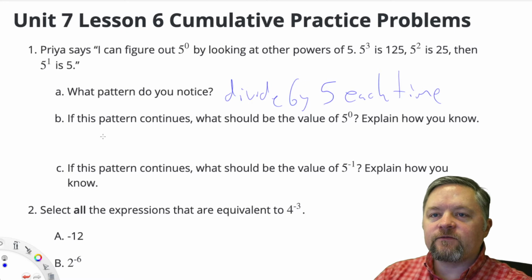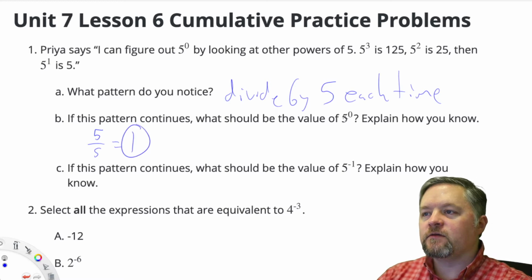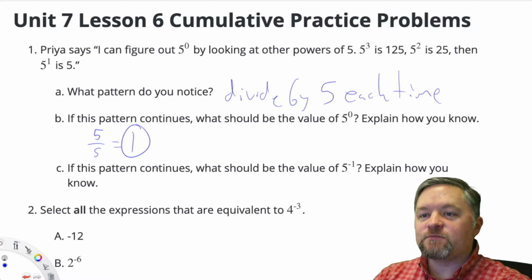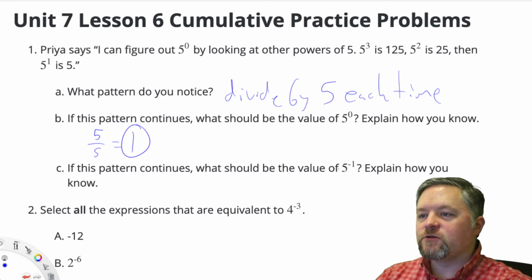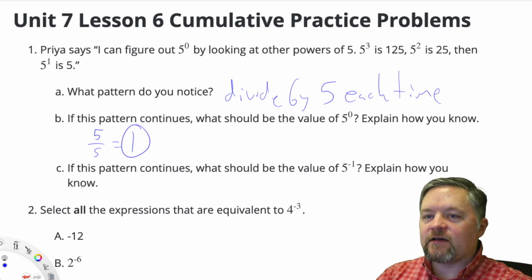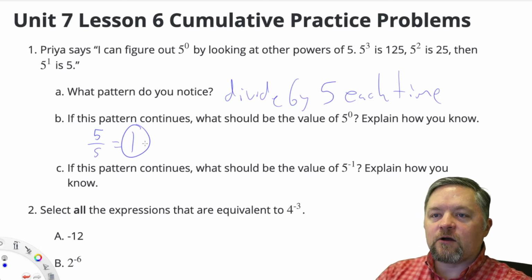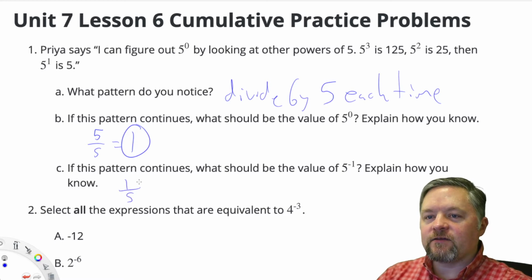Well, 5 divided by 5, because each time we're dividing by 5, is 1. How do we know? 5 divided by 5 is 1. If this pattern continues, what should be the value of 5 to the negative 1? Well, that's the next value, so it would be our previous value, which is 1, divided by 5. So it is 1/5.